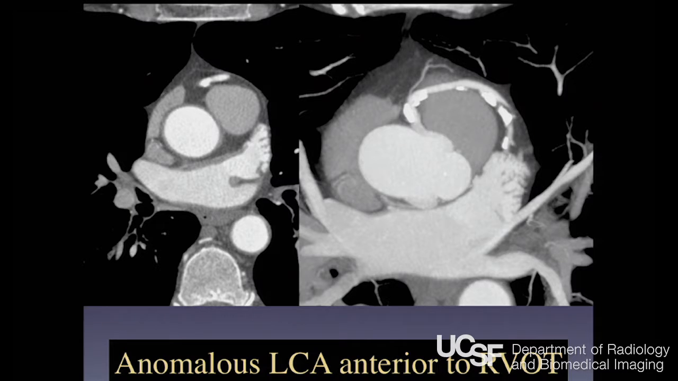Here's another one that's not one of those bad actors. You have an anomalous left that's running in front of the pulmonary artery and the right ventricular outflow tract. Now, it's nice to know before the person has a CABG and they do a sternotomy and cut right through this thing. It's nice to know ahead of time, but this is not going to be associated with sudden death and arrhythmias by itself. Okay?